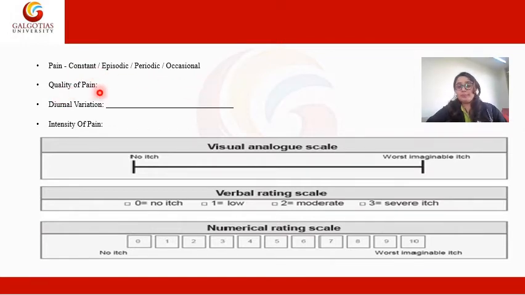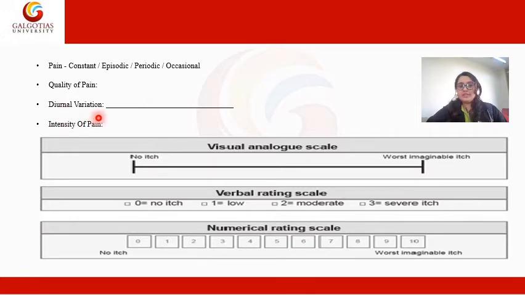Then we have quality of pain. Quality of pain gives us an idea. If it is a dull aching pain, it may indicate that the patient may be having some kind of muscular issue. If it is a throbbing pain, it could be some other thing. If it's a radiating kind of numbing pain or a tingling kind of pain, then we will have an idea, yes, it could be a nerve compression or nerve issue. So we need to write the quality of pain in a little detail.